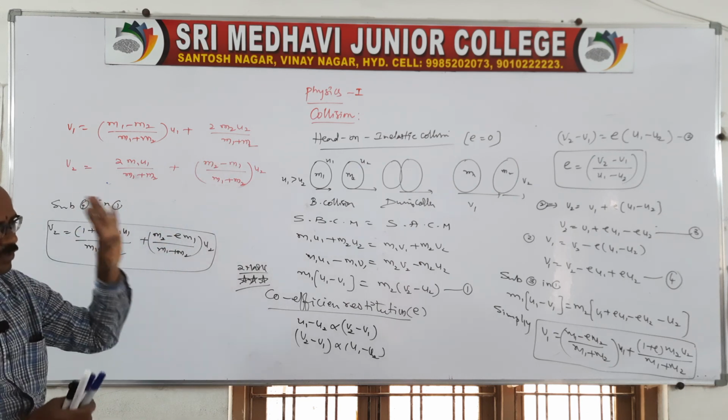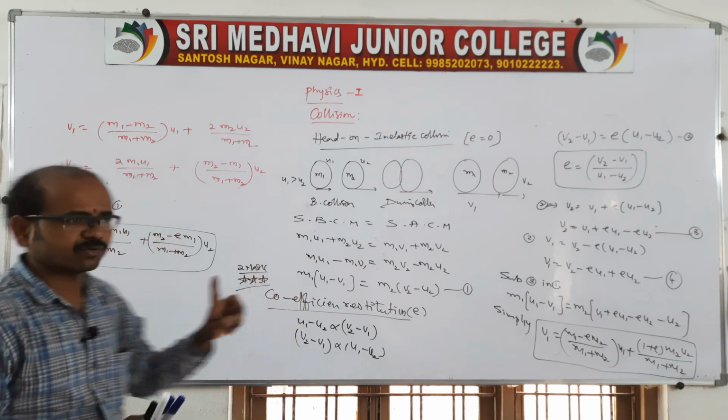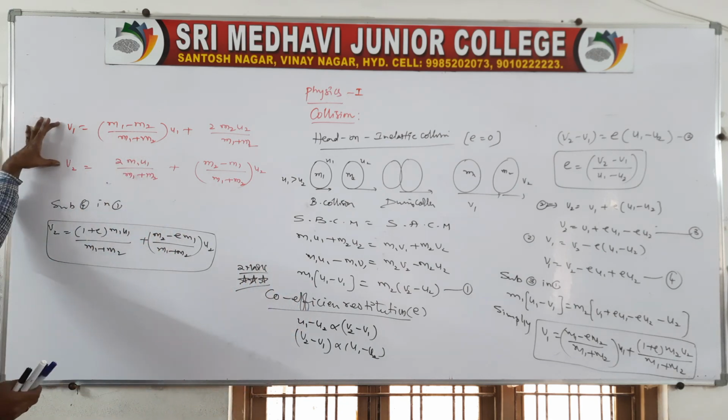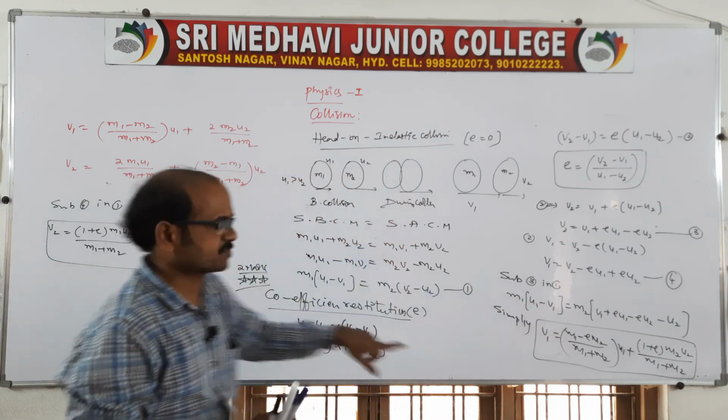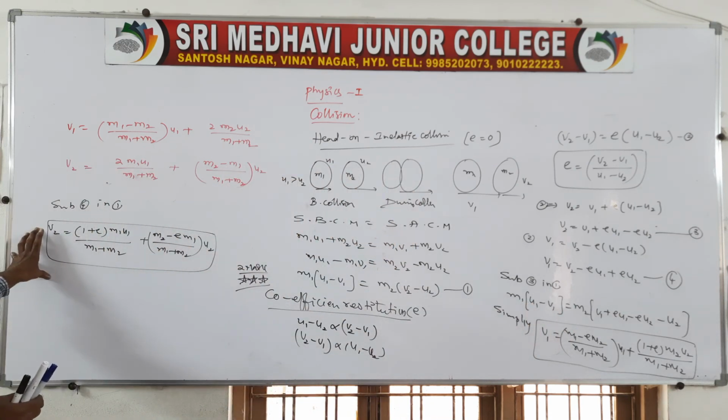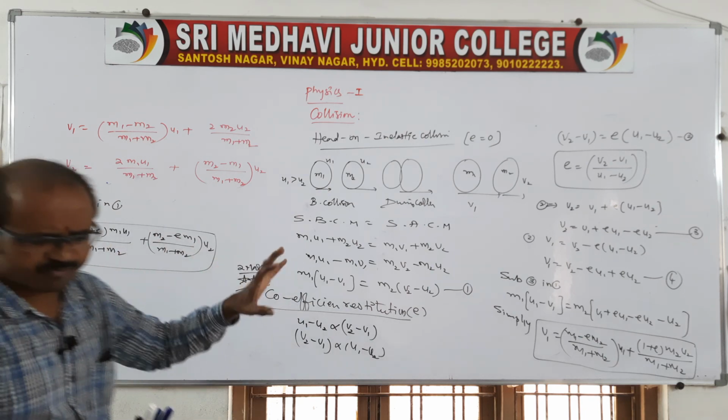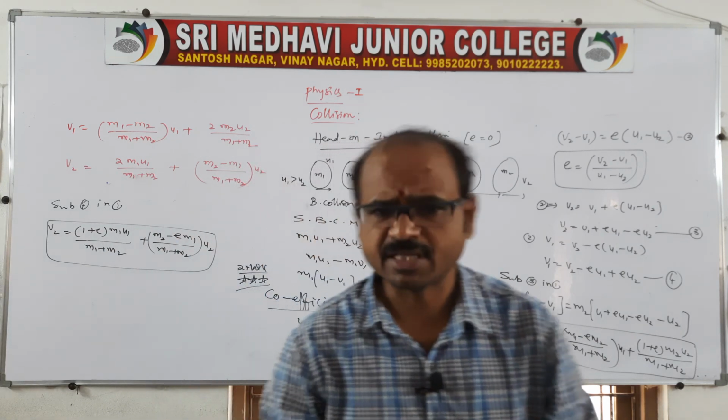So now we know the 4 expressions. In case of an elastic collision, there are 2 expressions. In case of an inelastic collision, again we have 2 expressions for the final velocities v1 and v2. Of course, here also we have cases. I'll tell you one or two cases in the next class.